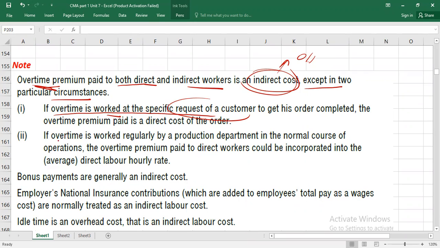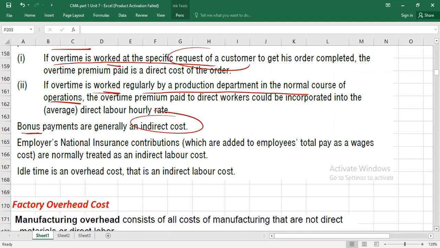Second, if overtime is worked regularly by a production department in the normal course of operation, like it is routine. Every day people are working 2 hours extra. If this is the scenario, then the extra payment for overtime will also be treated as direct cost because it is their routine. And also remember guys, bonus payments. Sometimes we are making bonus payments. Bonus payments are part of which cost? Indirect cost, not direct. Indirect means overheads. What is overheads? I'm going to tell you now.